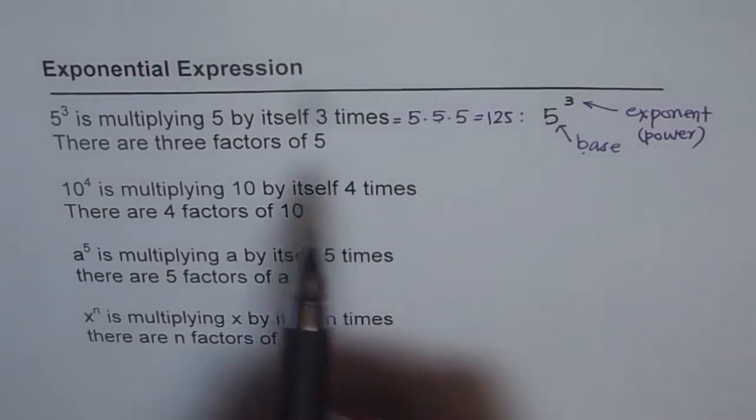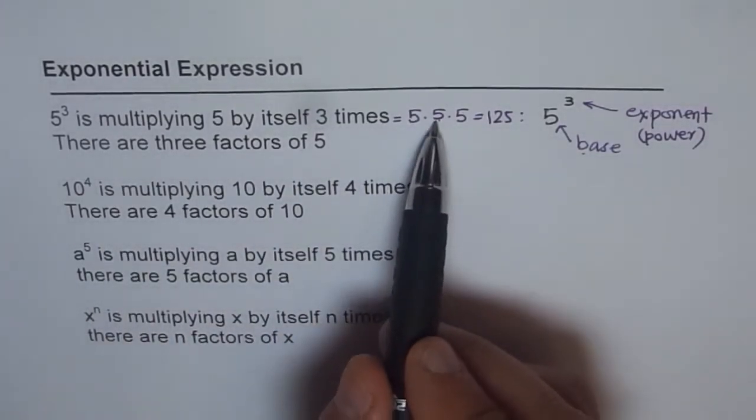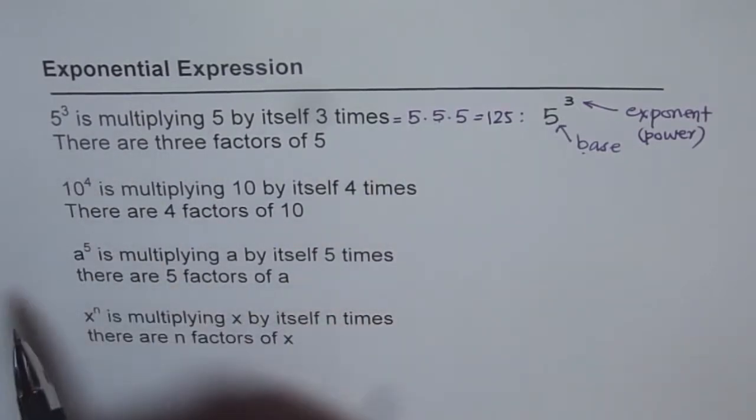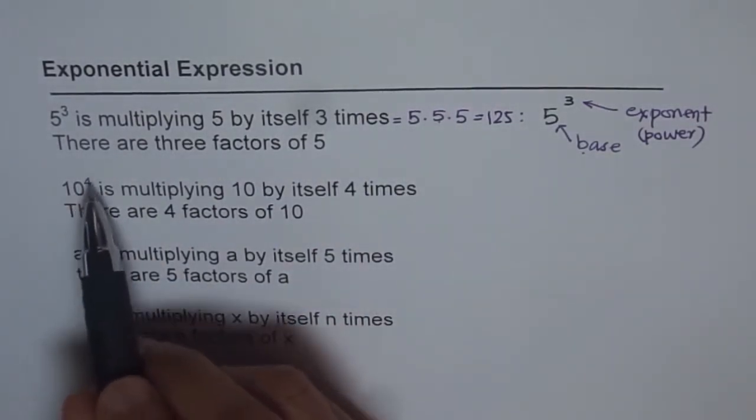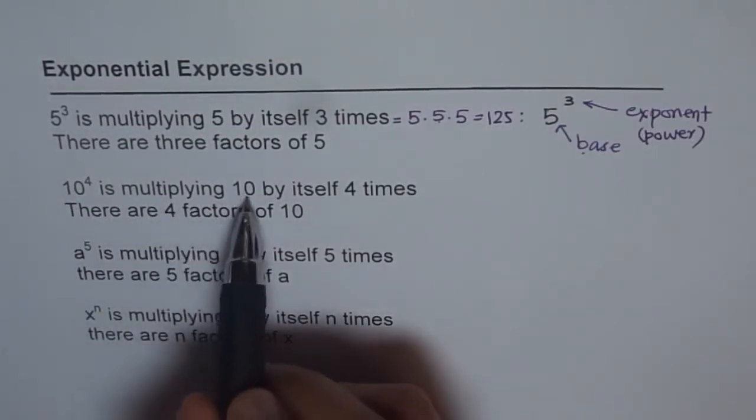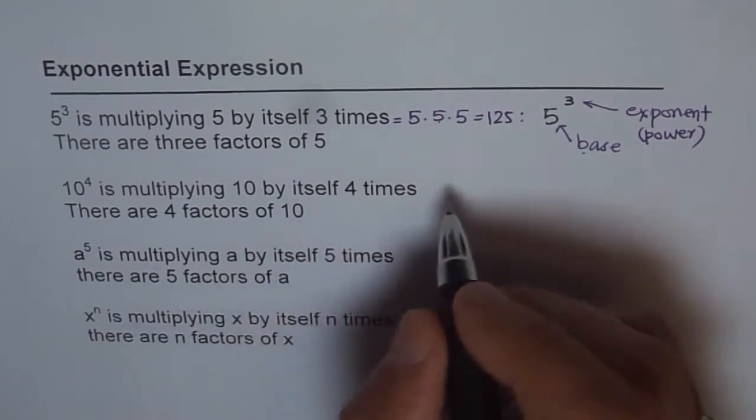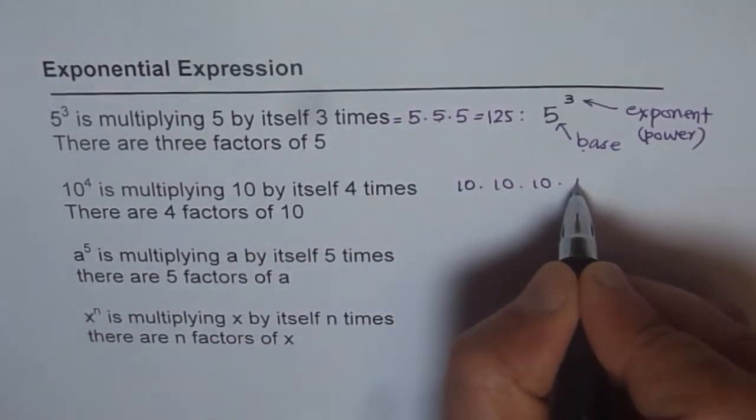One more thing to note here is that there are 3 factors of 5. 5 times 5 times 5, right? So that is what it means. Now 10 to the power of 4 means there are 4 factors of 10. You see? So it is multiplying 10 by itself 4 times. Basically it means 10 times 10 times 10 times 10, right?